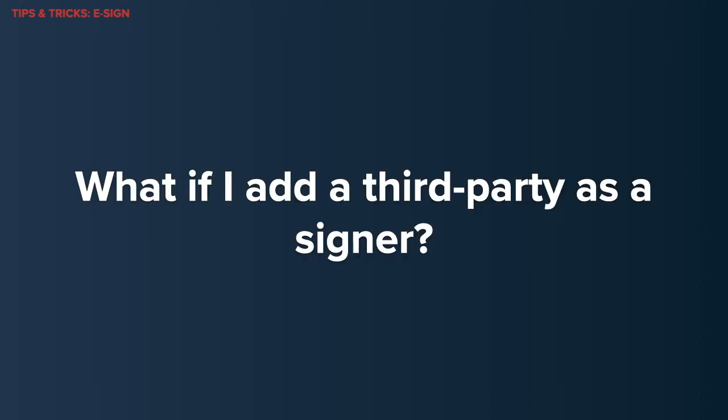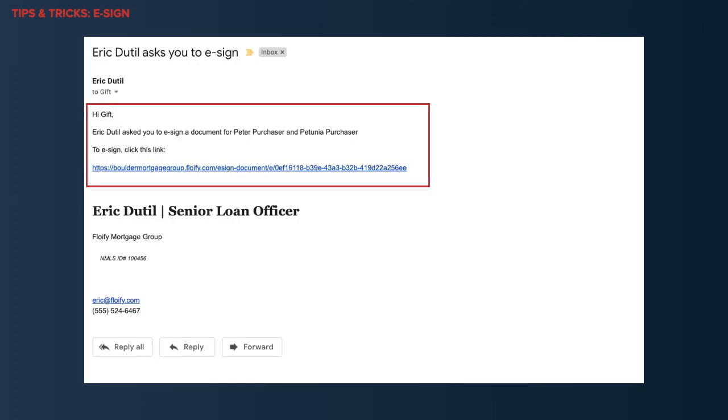Now, what happens if you add a third party as a signer? Well, they're going to get an email too. So whoever the loan officer is or the loan owner will say that, in this case, Eric asks you to e-sign. Now, I used borrower gift giver. So Eric asked you to e-sign a document for Peter purchaser and Petunia purchaser. So to e-sign, click this link. Now, when the third party clicks the link, it'll take them either to the Floify eSign or to DocuSign to go ahead and sign their portion of it.